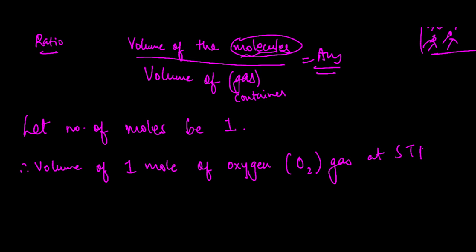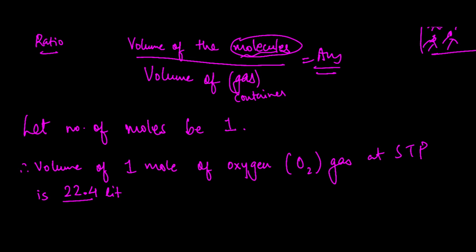at STP. You will know this by heart, it comes in chemistry. The volume of 1 mole of oxygen gas at STP is how much? So, how much volume for 1 mole of gas? 22.4 liter. Okay, it is 22.4 liter.